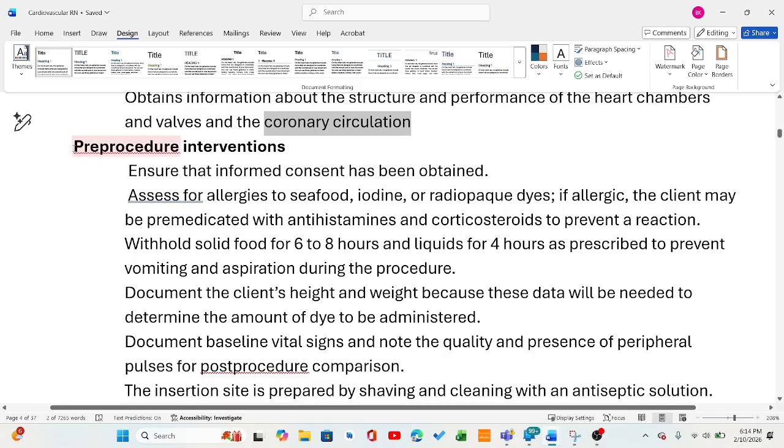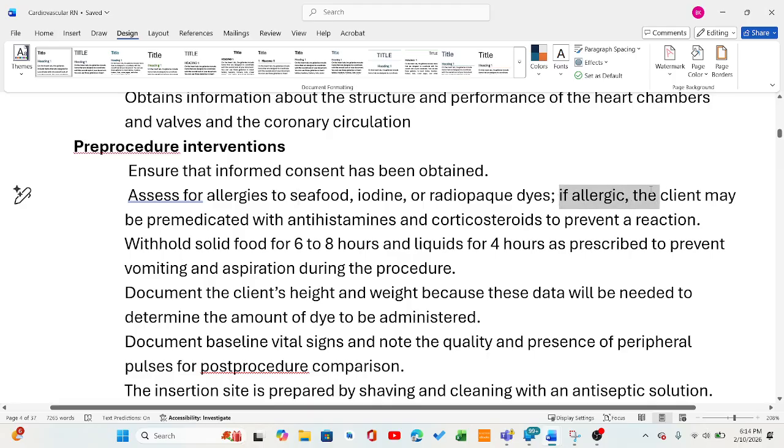So how do you prepare somebody for the cardiac lab? One, you make sure that an informed consent is being signed because this is an invasive procedure. Again, with a cardiac lab, they will always be injecting a dye. And so you will need to assess for allergies to seafood, iodine, or radiopaque dye.